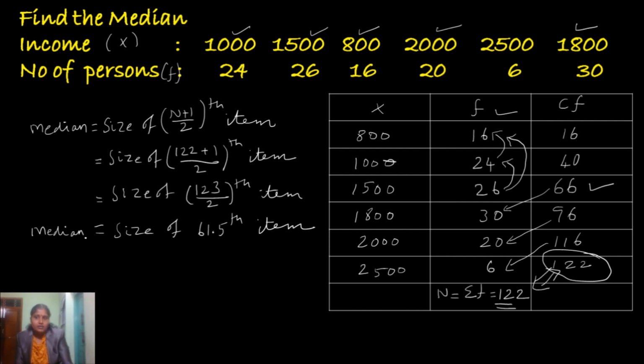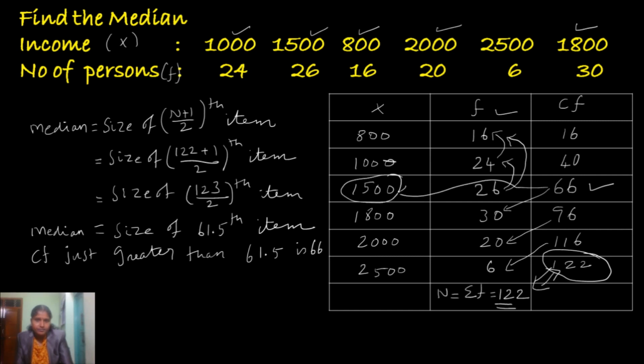So the cumulative frequency just greater than 61.5 is 66. And the corresponding value of x is the median. The corresponding value of x here is 1500. So the corresponding value of x is 1500. So median is equal to 1500.